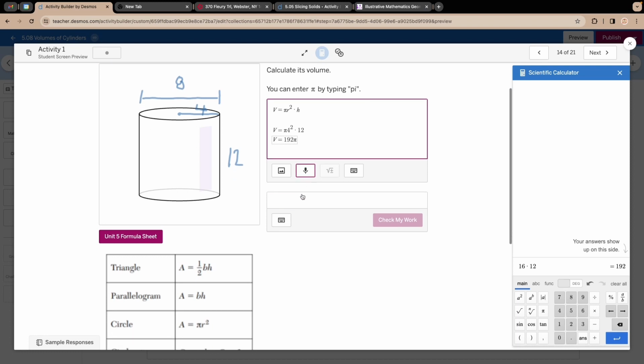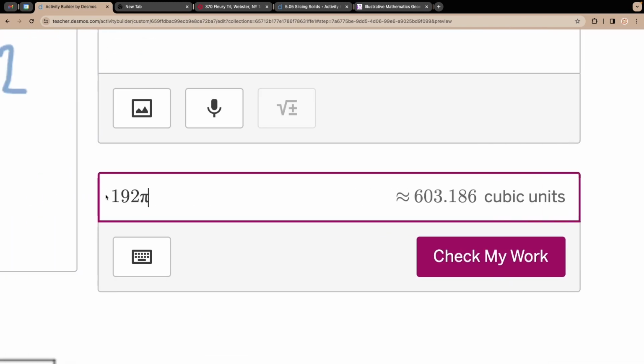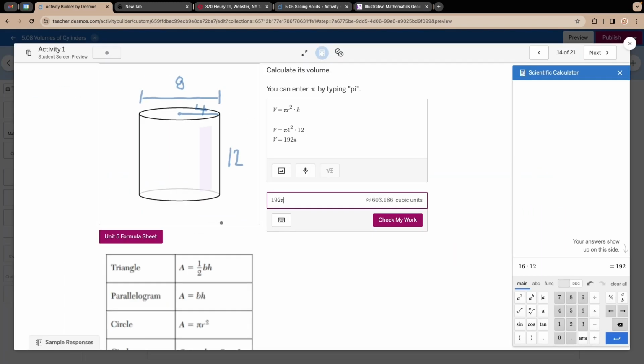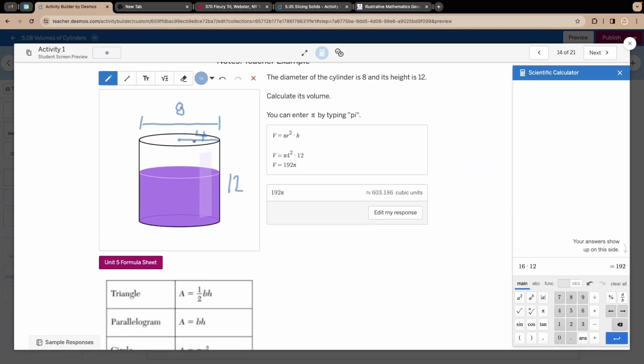So 192 times 3.14, it's like 600 something. So 192 pi, it's 603 if we made it a decimal, but it's easier just to type 192 pi. So let's just check our work, see if we got it right. The area of the bottom times the height. Boom, that is correct. It is 192 pi.